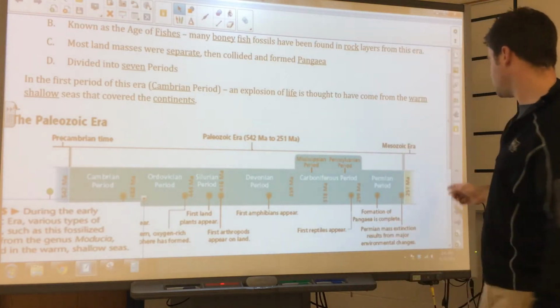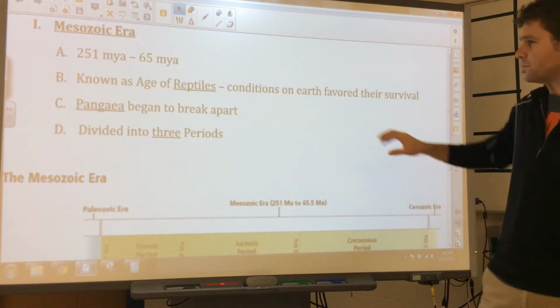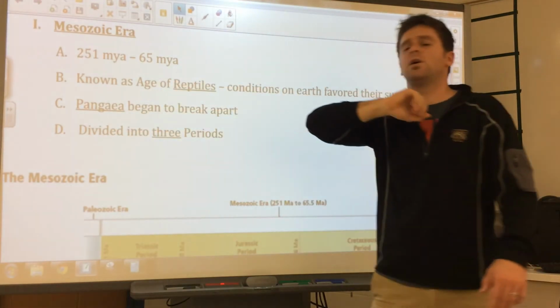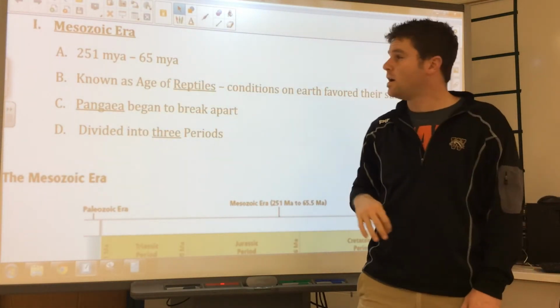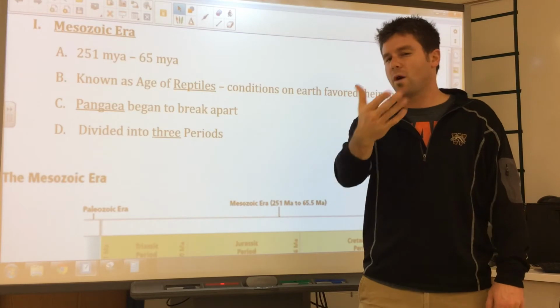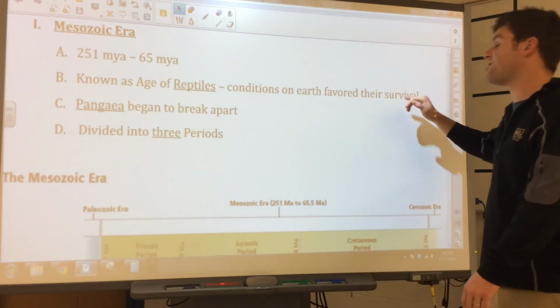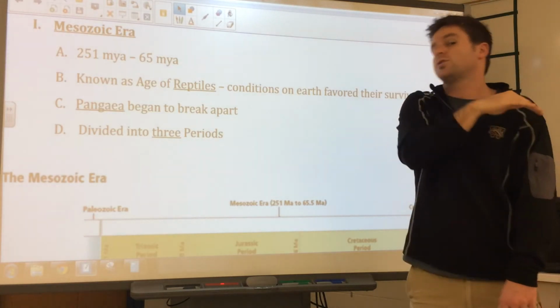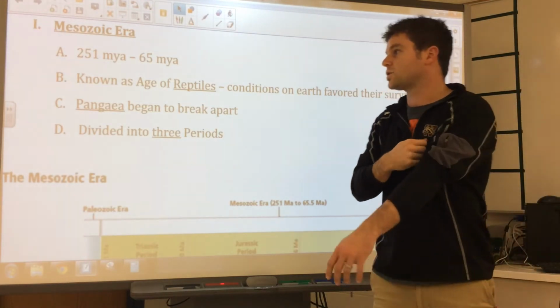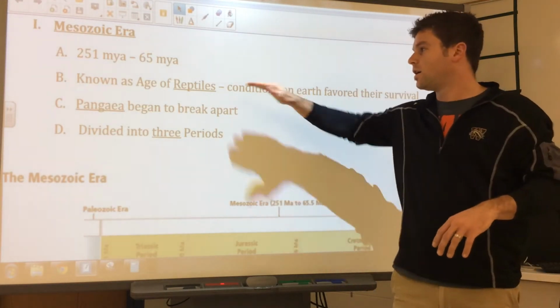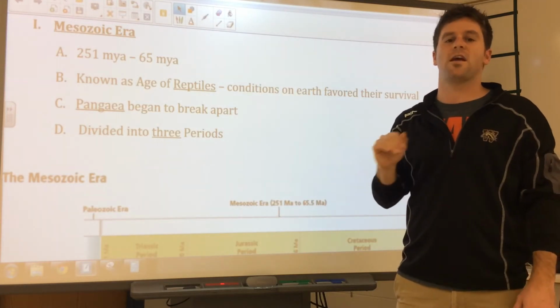Okay, so moving on to the Mesozoic era. Mesozoic era was known as the age of the reptile. Okay, and this is probably one that you're pretty interested in. The age of reptile, right? Conditions on Earth favored them to survive much more than any other organism. So the environment on Earth, reptiles were favored to survive.